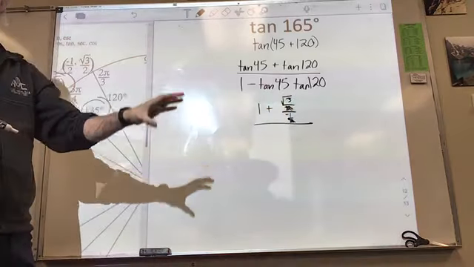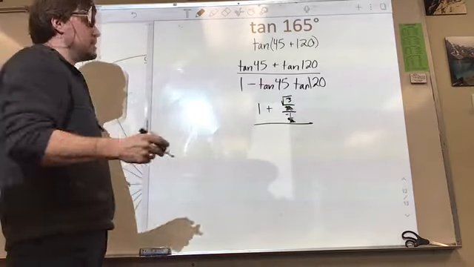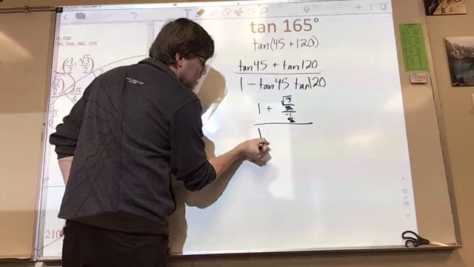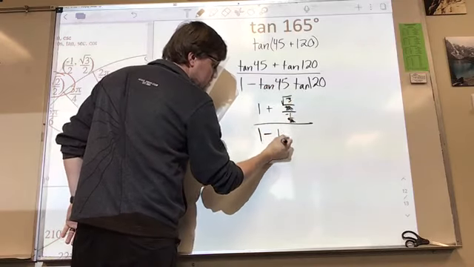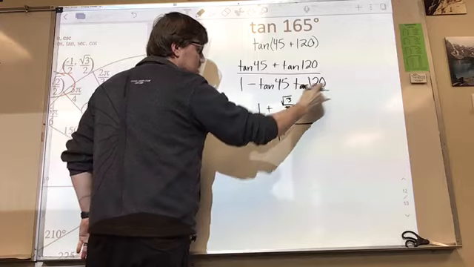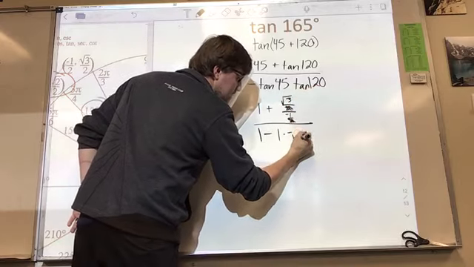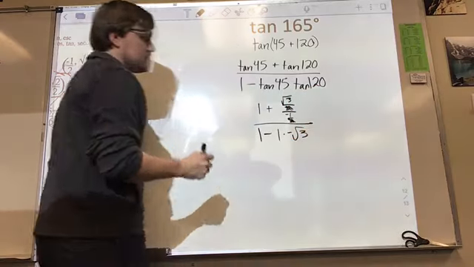I'm going to know that for below, so I don't have to write all this work again. So then a 1 here. We have a minus. We already figured out that tangent of 45 equals a 1. And we already figured out that tangent of 120 is going to be negative root 3. Okay?